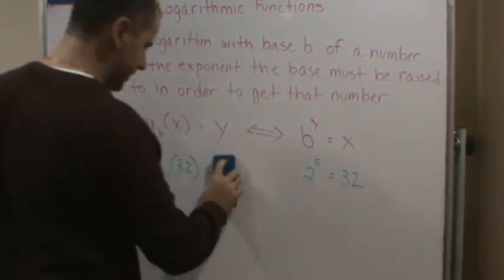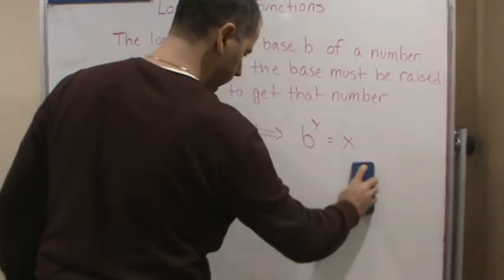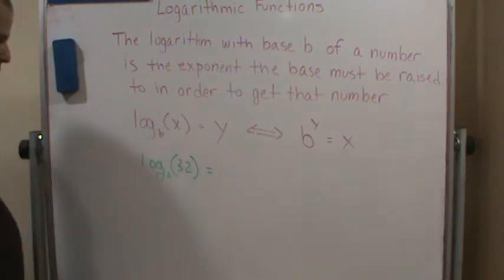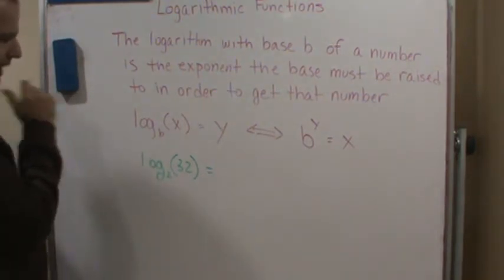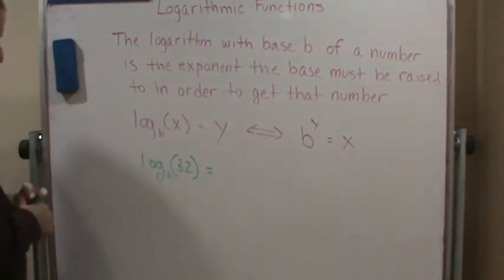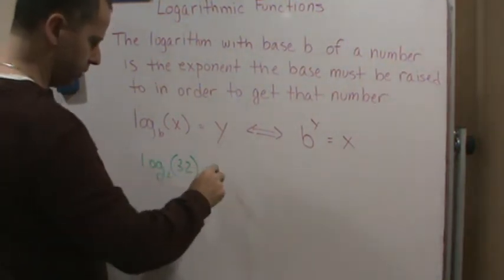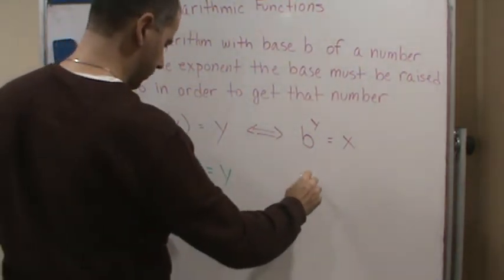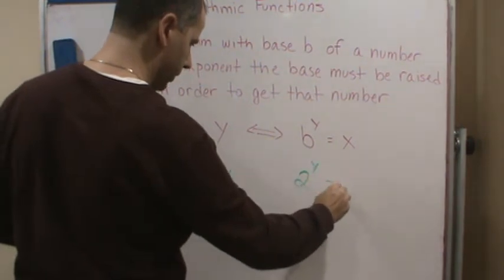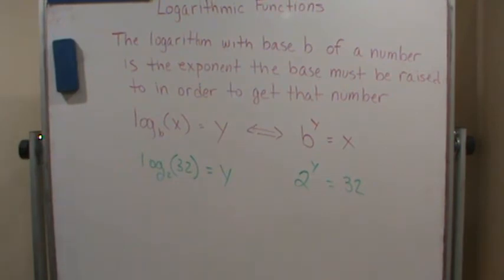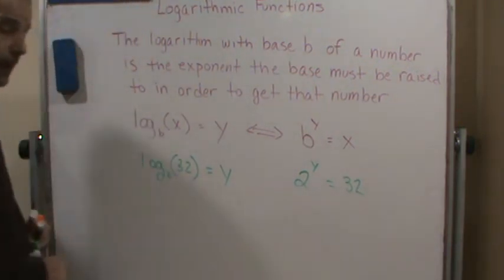So if I didn't have that, and I said, okay, I want to know what's log base 2 of 32, well, I have to think to myself, okay, what exponent do I need to raise 2 to get 32? So this is y. If I wanted to solve for y in this case, I would have to think, 2 raised to what power is equal to 32. And then we can solve that. We'll get to that a little later. But the answer is 5.